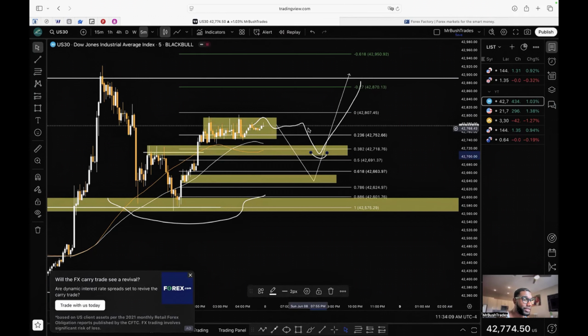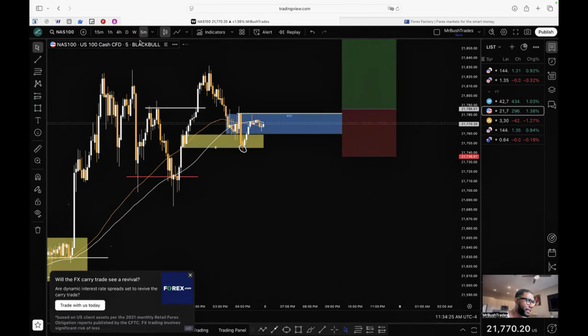Just a waiting game. Wait to see price pull back, start giving bullish momentum again, and then we can just ride the wave to the upside, right? And target negative 27% and negative 61.8% as TP1 and TP2. Let's move on to the NASDAQ.